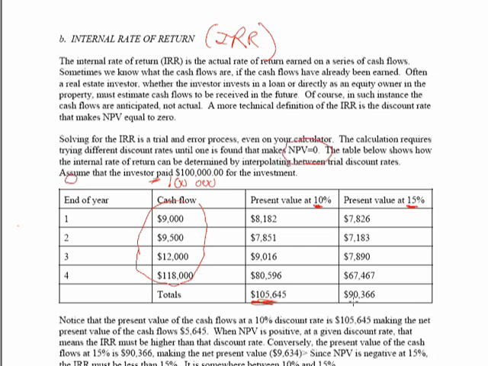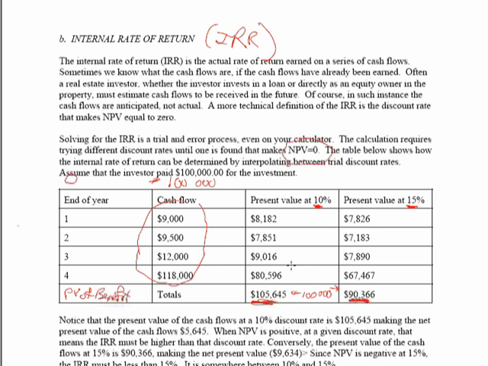And the present value, these are the present value of the benefits at 2 different discount rates, 10% and 15%. And you'll notice one is higher than our initial investment of 100,000, and discounted at a 15% discount rate, we're lower than our initial investment of 100,000.